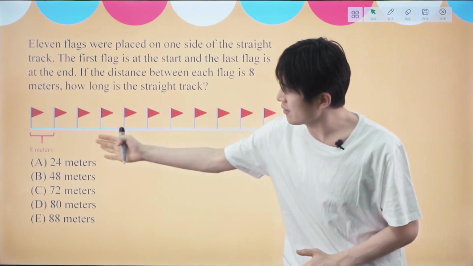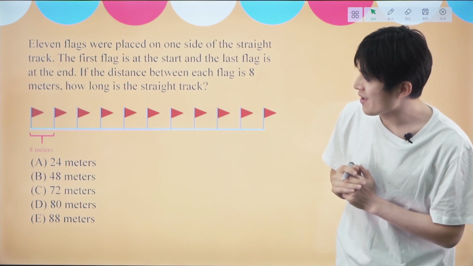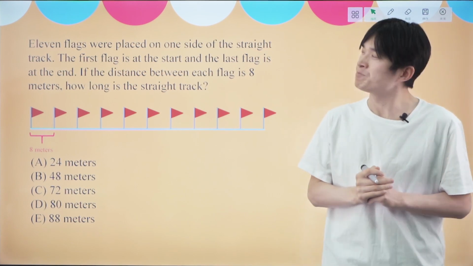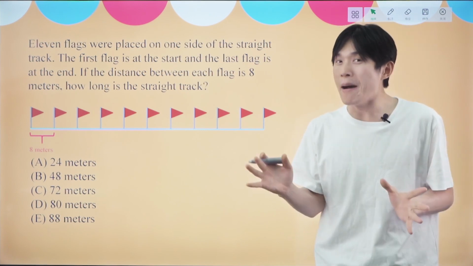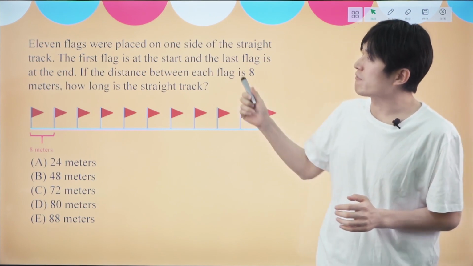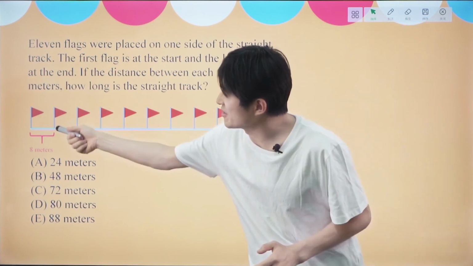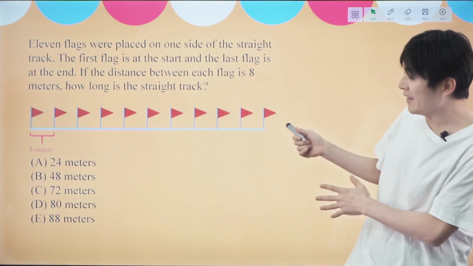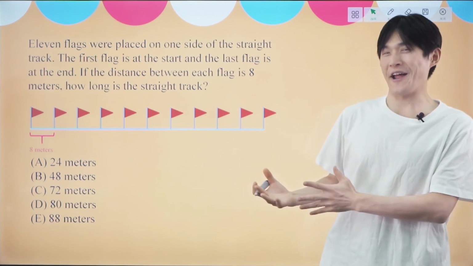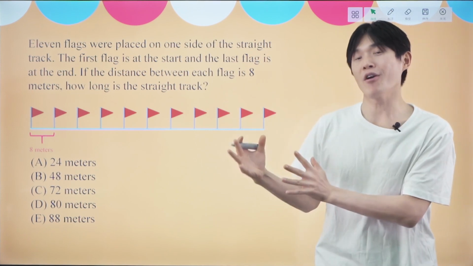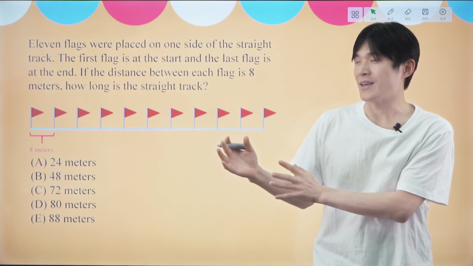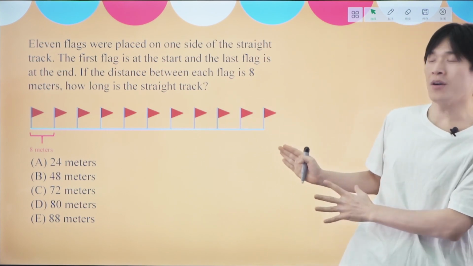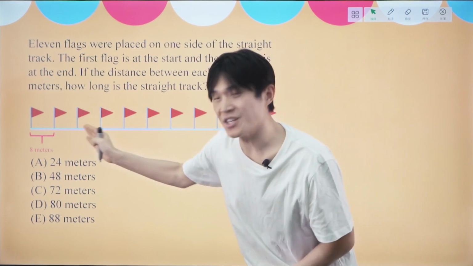So how long is the straight track? This is a problem about intervals, so you need to remember that. At the start there's a flag. At the end, there is also a flag. So the number of flags is one more than the number of intervals.